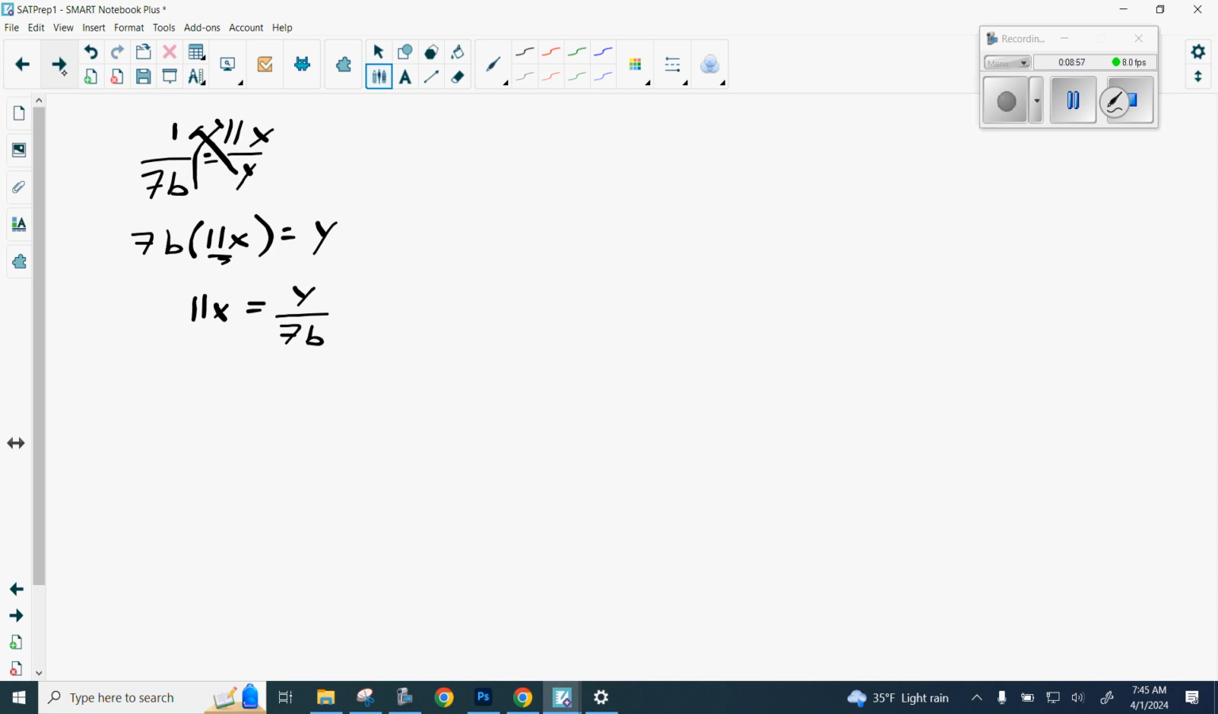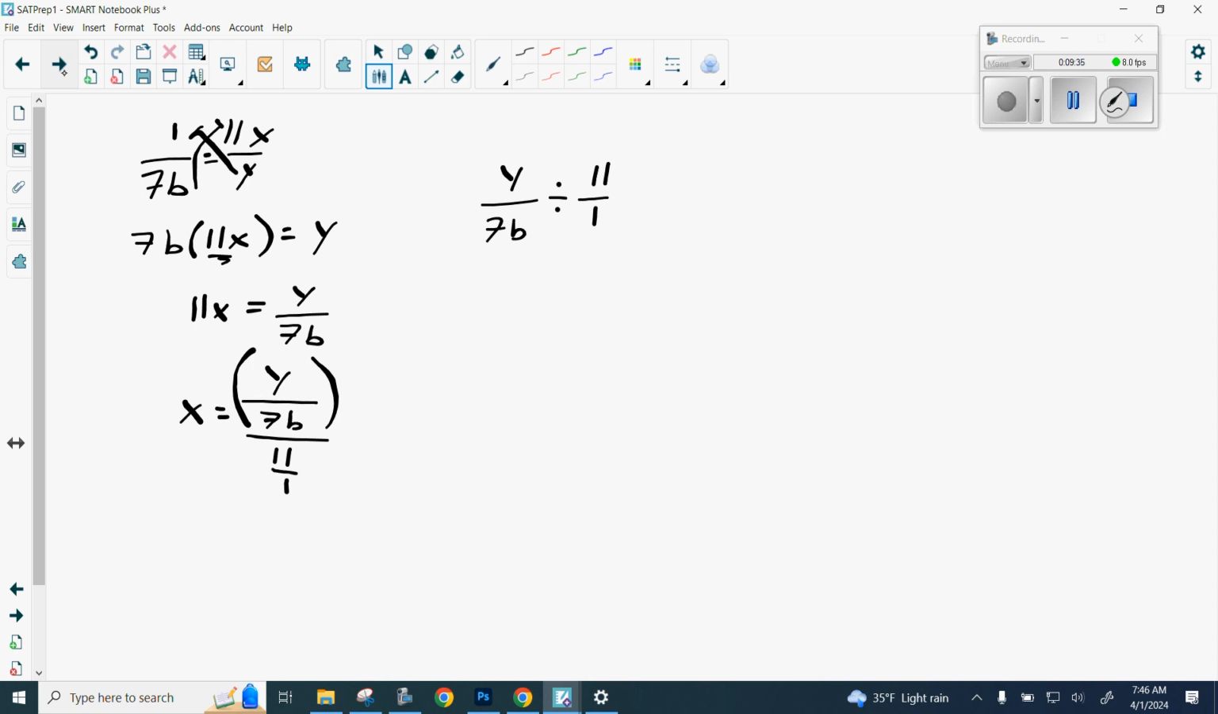And now I need the 11 to go away, so I'm going to divide both sides by 11. Right, this is the quantity that I divided by 11. So now I've got a little fraction work to do, right? So I've got y over 7b. I'm going to rewrite this so that it's divided by 11 over 1, right? Because I could express that as a fraction quite easily.